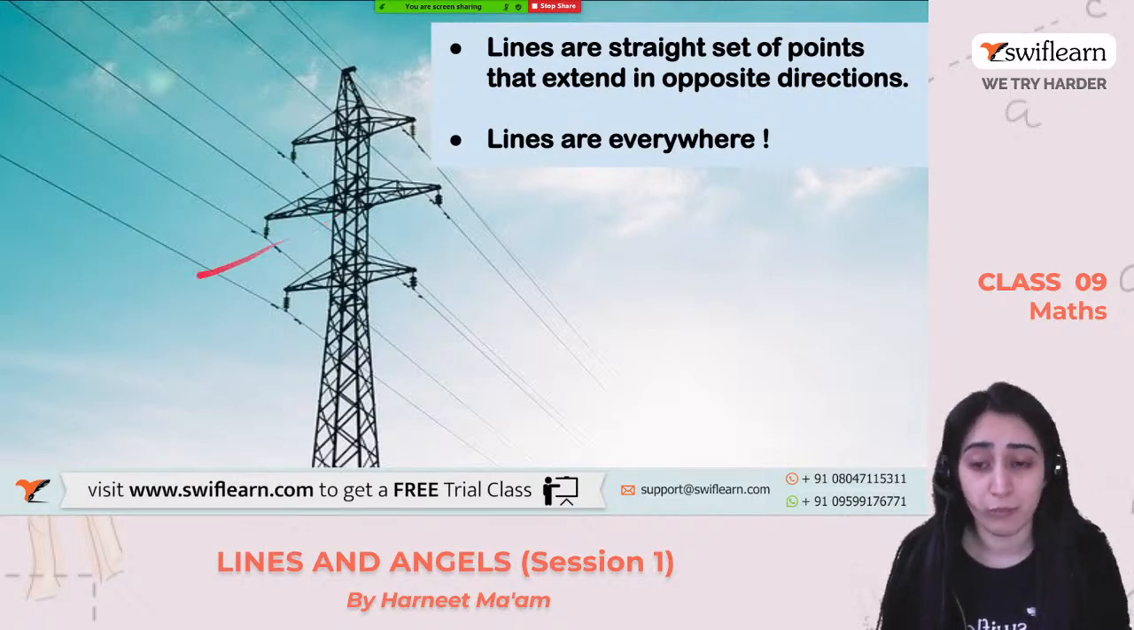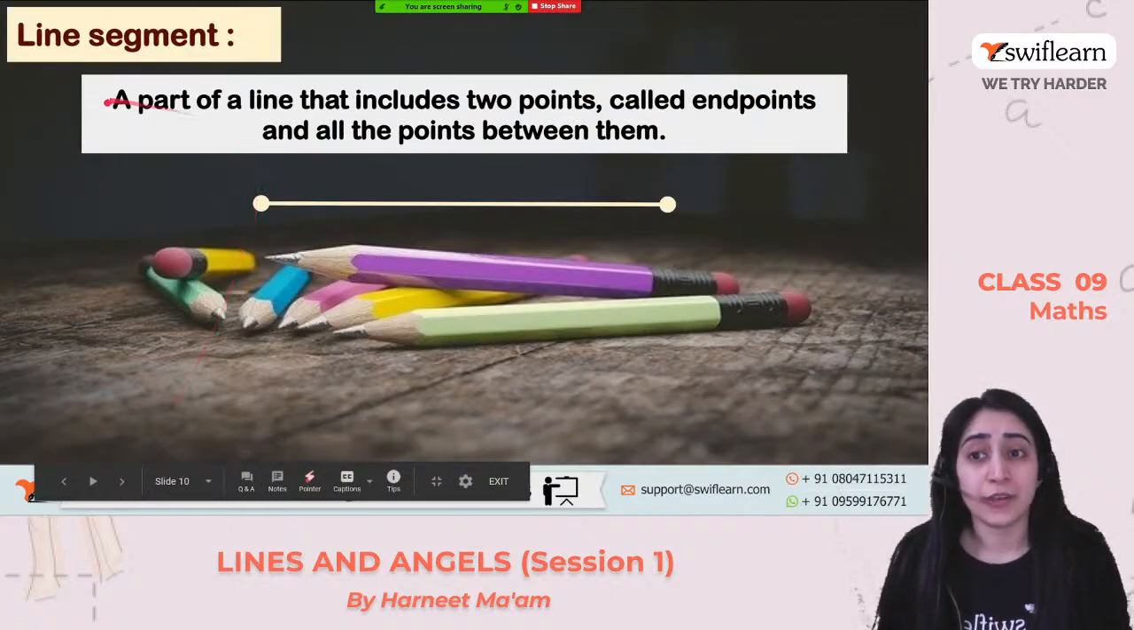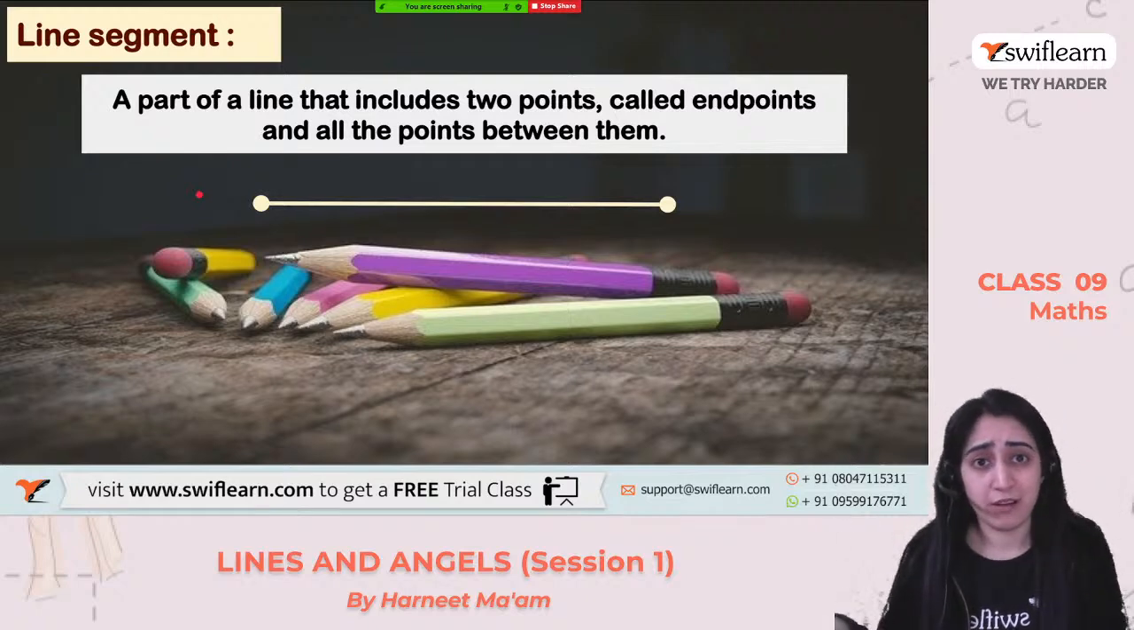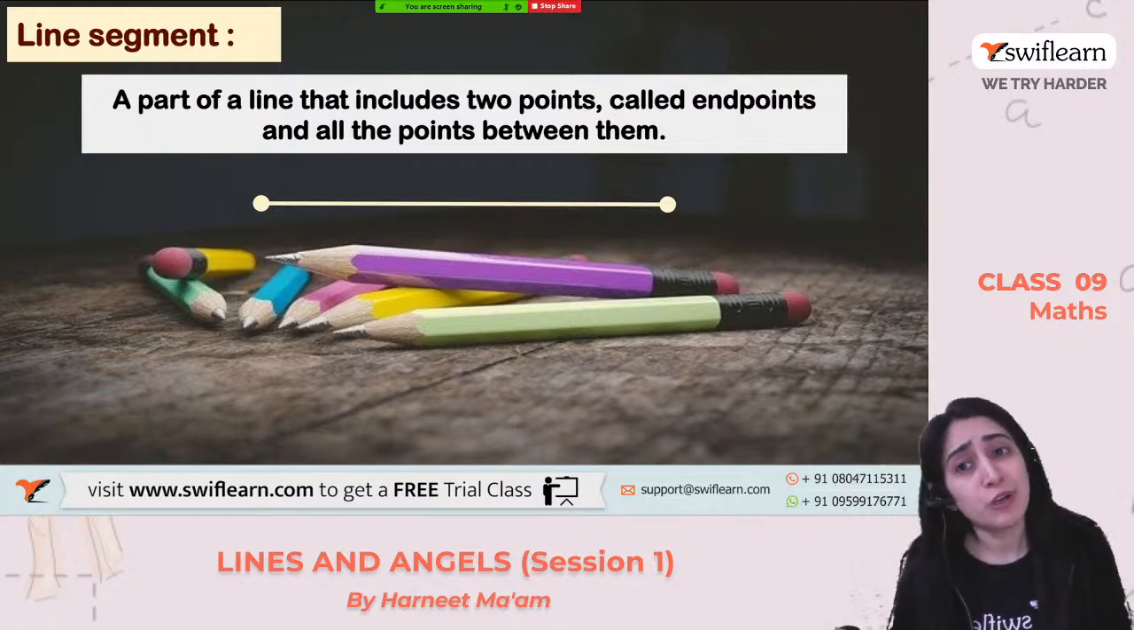There is no end point to it. So now moving on to the line segment. So it's pretty easy. A line keeps on going, but we need something which has to be ended, right? So that you can calculate. So what do we call a line segment?